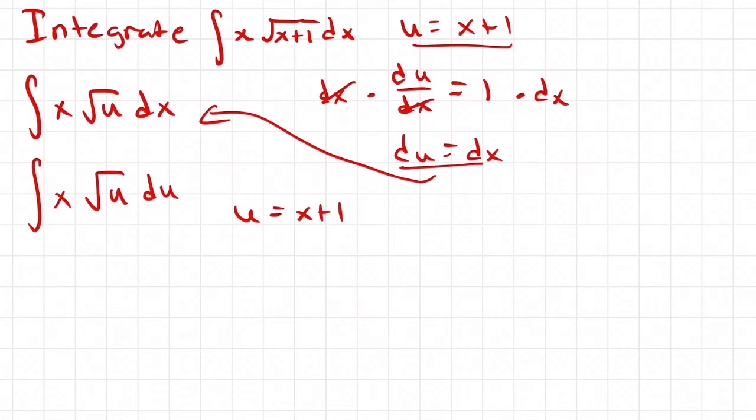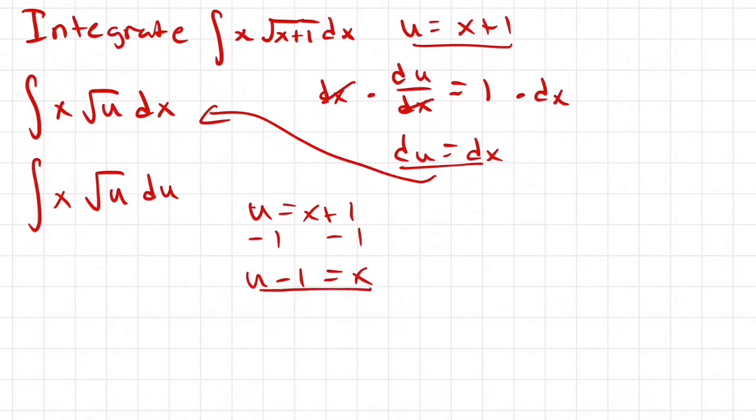So I'm going to solve for x here by subtracting 1 from both sides. Excuse me, u equals x plus 1. I'm going to subtract 1 from both sides, and this is going to be rewritten as u minus 1 is equal to x. This is going to be plugged into here.